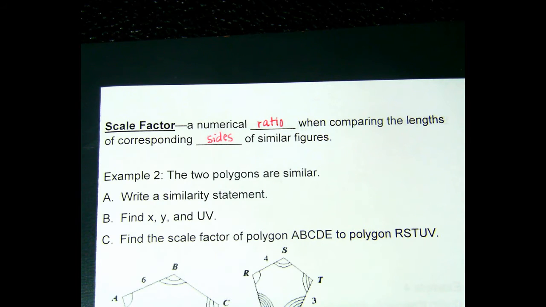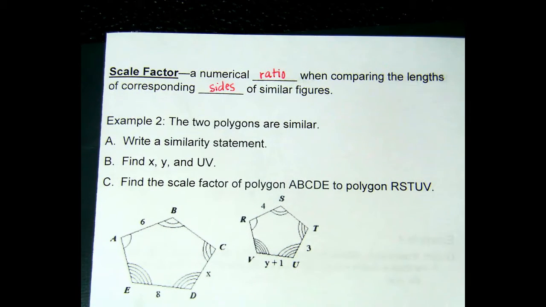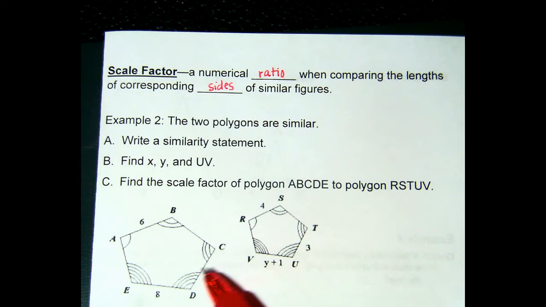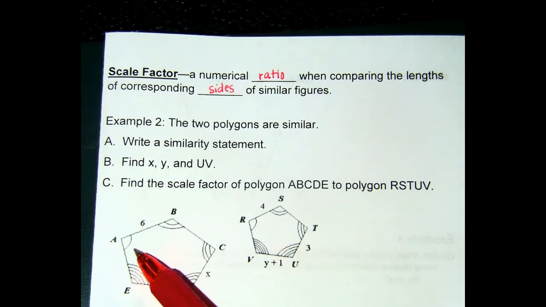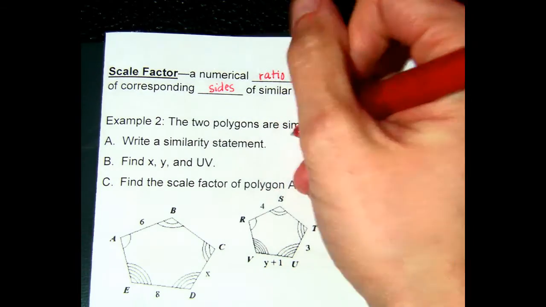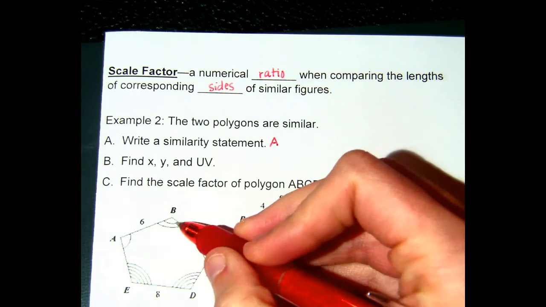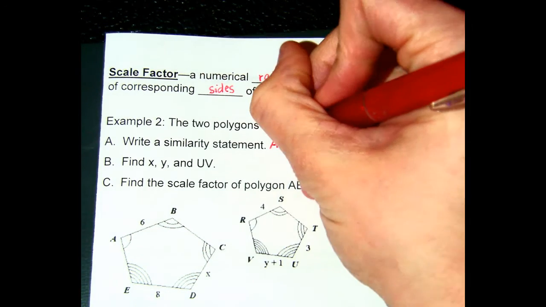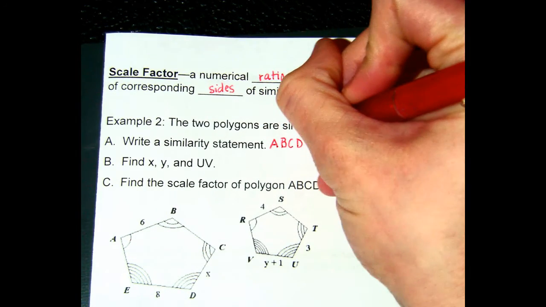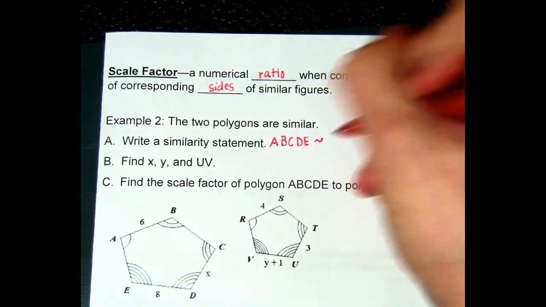So let's look at another example kind of like that. Example 2 says the two polygons are already similar. So we already know they're similar. And it says write a similarity statement. So we're going to look based on the marks of the angles. A's got a 1 mark and R's got a 1 mark. So A and R would go together. But A, so 1, then 2, 3, 4, 5. So we're going to go in the order that is presented there. Similar symbol.